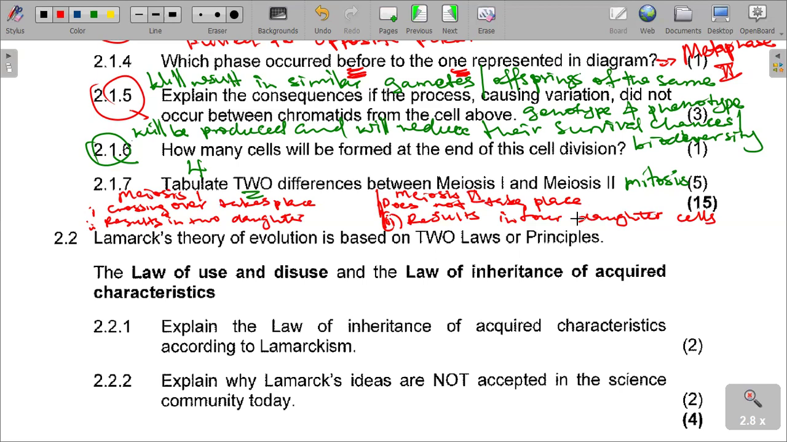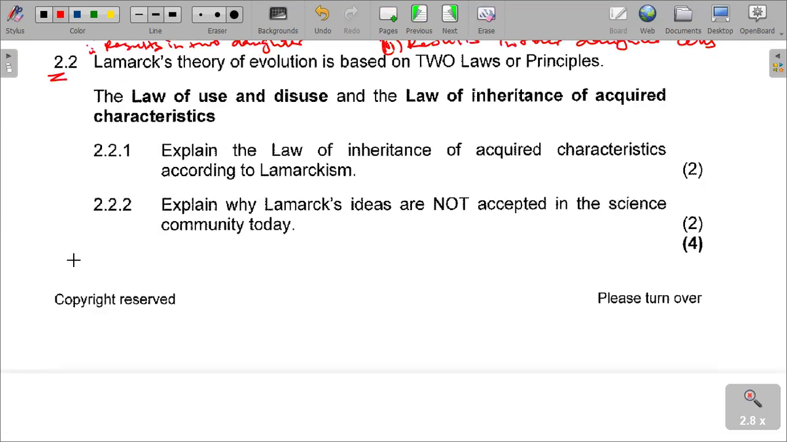Lamarck's theory of evolution is based on two laws or principles: the law of use and disuse, and the law of inheritance of acquired characteristics. Question 2.2. So what is the question saying? Explain the law of inheritance of acquired characteristics according to Lamarckism.